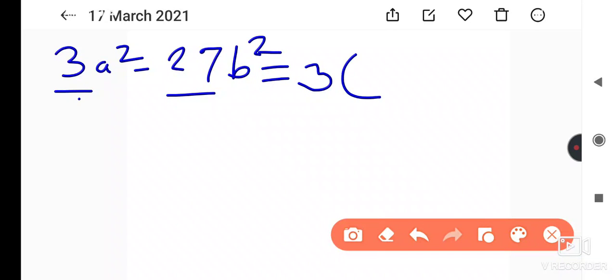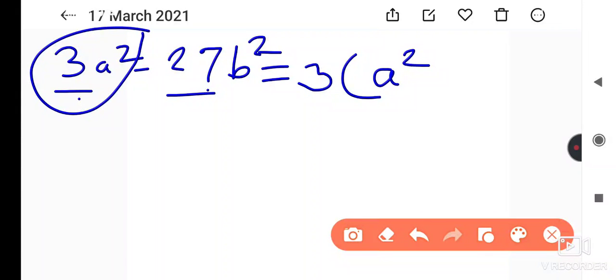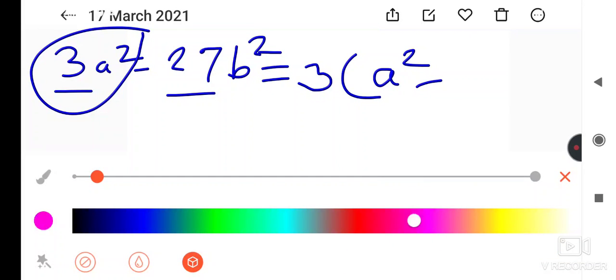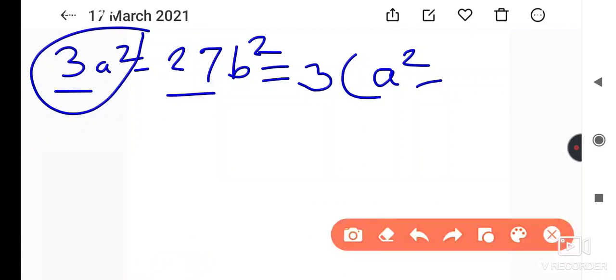Now 3's table, 27 is at which place? 3 nines are 27. Just take it with the 3 outside the bracket. So what remains from the first monomial? 3 is outside the bracket, so here remains a square. Minus, 3's table, 27 is at which place? It is at the 9th place. So here just write 9, because we take 3 outside, and b square.